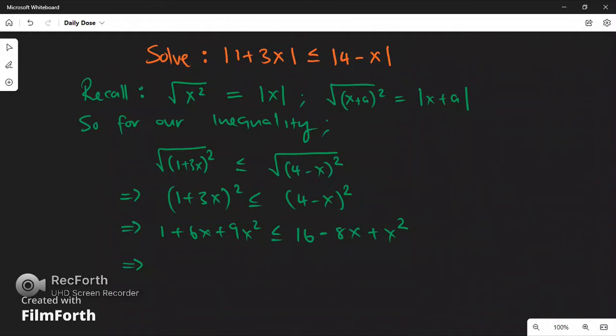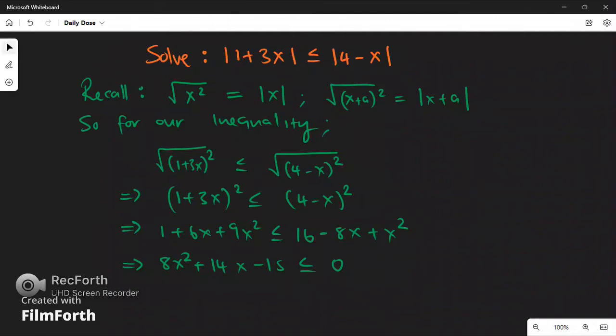x squared will be separated from that, so we'll get 8x squared, and then this will give us plus 14x, then this and that will give minus 15 is less than or equal to 0, like that. So this is what we have. So if you look at where we are sitting right now, this is a normal quadratic inequality for which everyone is familiar how to proceed from there.